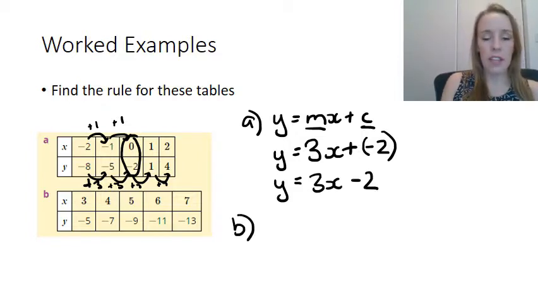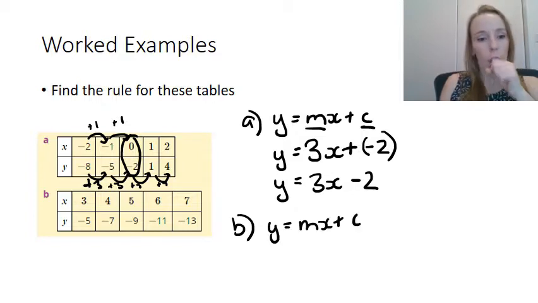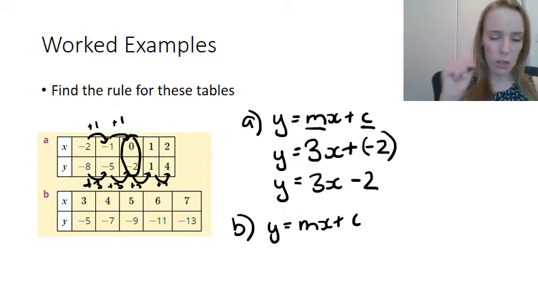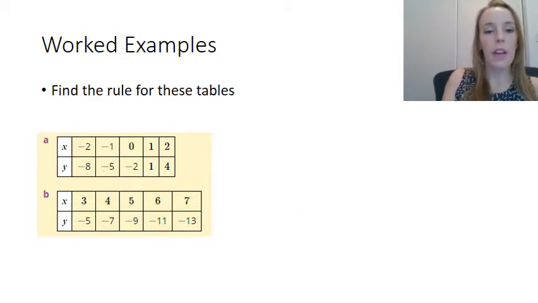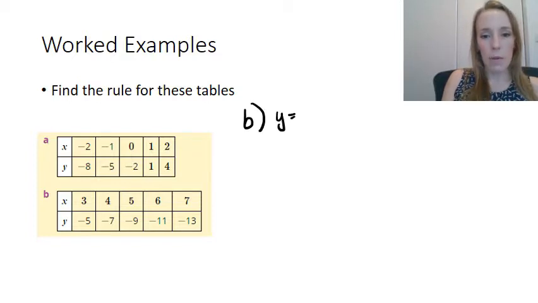For B, we're going to do the same thing. We know it's going to fit this formula, y equals mx plus c. I might clear this so we've got a bit more space because B is a bit more involved. So look for B, y equals mx plus c.